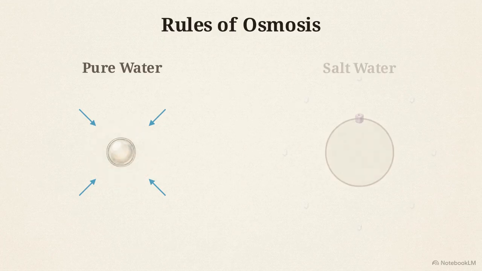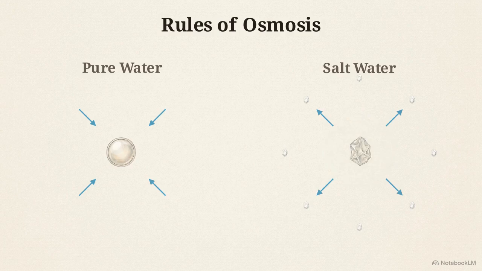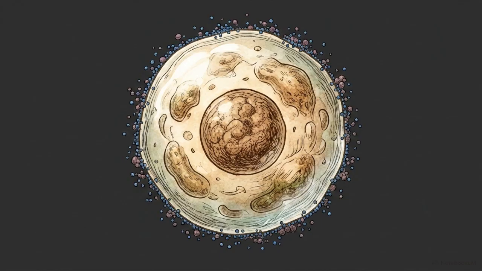Let's build a final summary. First, the boundary itself. A lipid bilayer combined with embedded proteins gives us the highly flexible, selectively permeable fluid mosaic model. Second, the rules of osmosis. Place a cell in pure water, and water rushes in, making it swell. Place that same cell in salt water, and water rushes out, forcing it to shrink. By understanding the fluid mosaic boundary and tracking water concentration, you can accurately predict how materials transport in and out of any living cell.